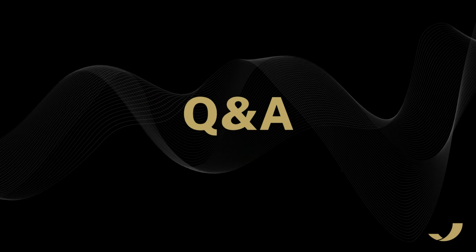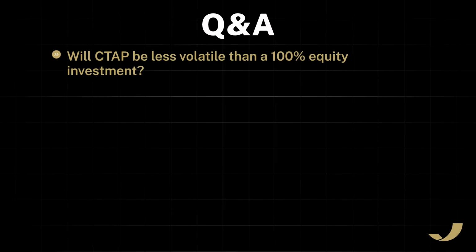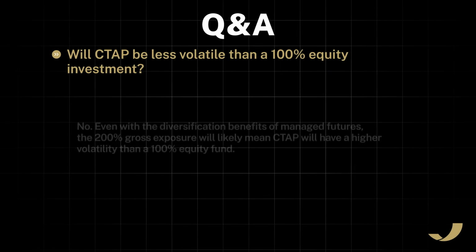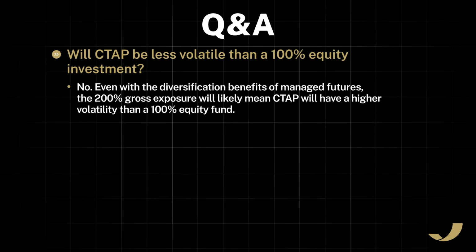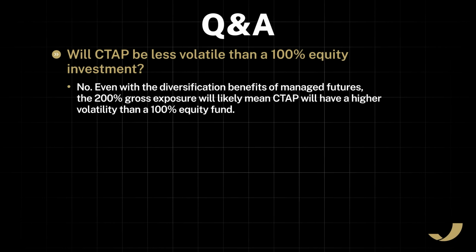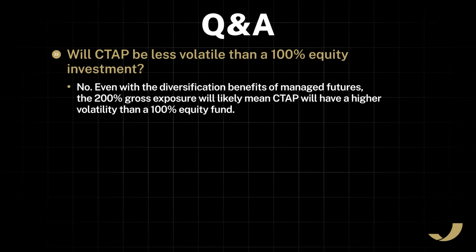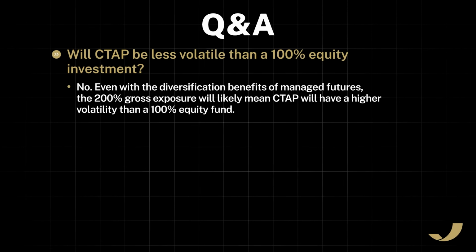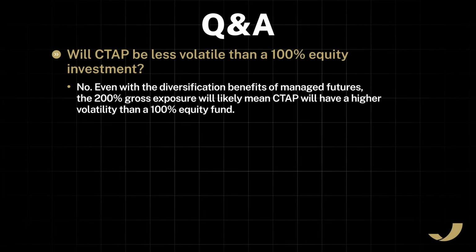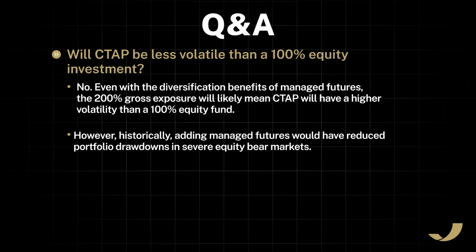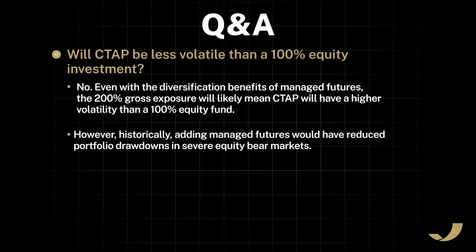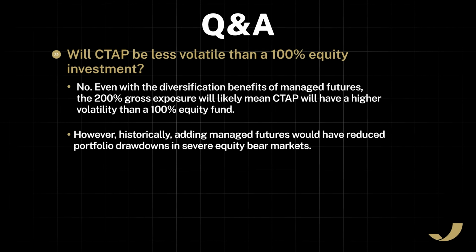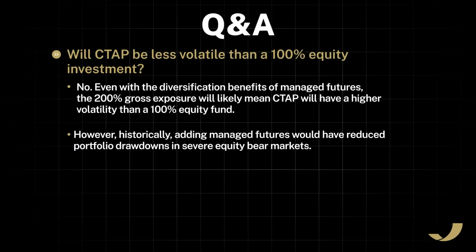Now for some Q&A. Will CTAP be less volatile than a 100% equity investment? No. Even with the diversification benefits of managed futures, the 200% gross exposure will likely mean CTAP will have a higher volatility than a 100% equity fund. However, historically, adding managed futures would have reduced portfolio drawdowns in severe equity bear markets.